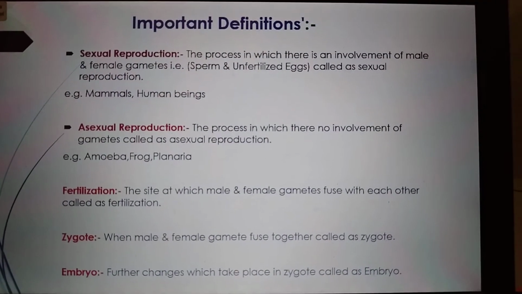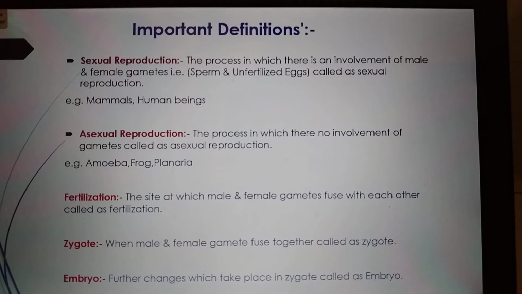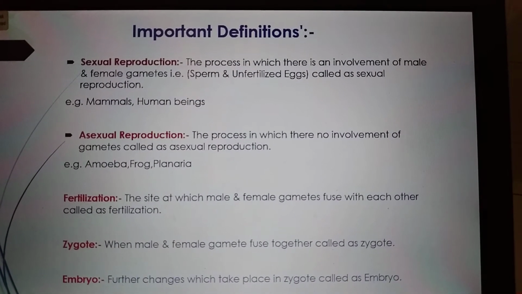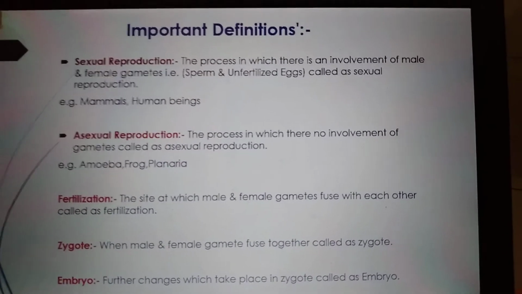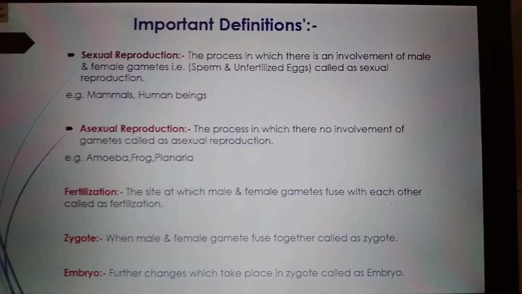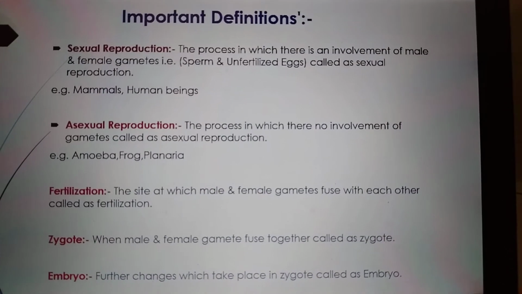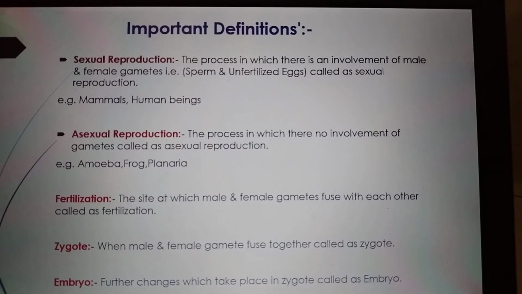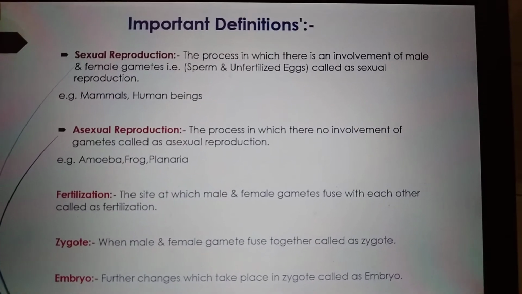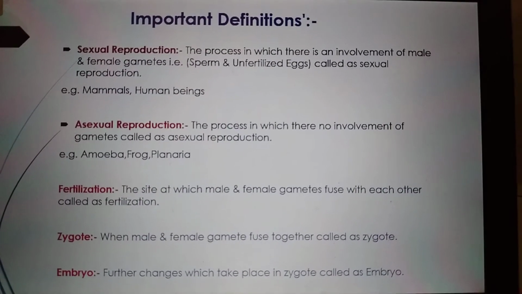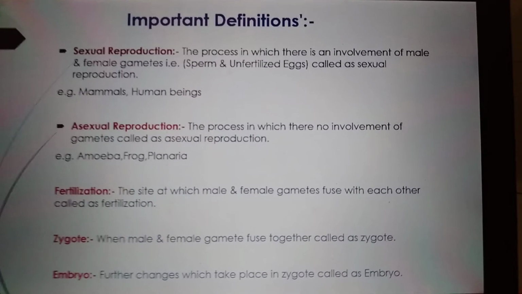Then the definition of fertilization. What do you mean by fertilization? The site at which male and female gametes, the sperm and unfertilized egg, fuse together is called the fertilization site. Then what do you mean by zygote? Zygote means when male and female gametes are fused together, they are called a zygote. Then what do you mean by embryo? Further changes which take place in the zygote are called an embryo.